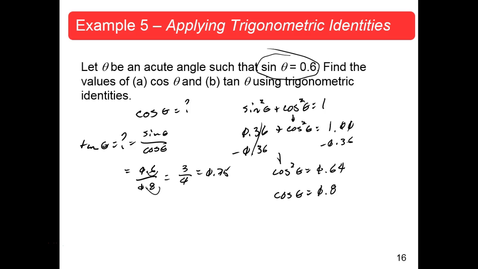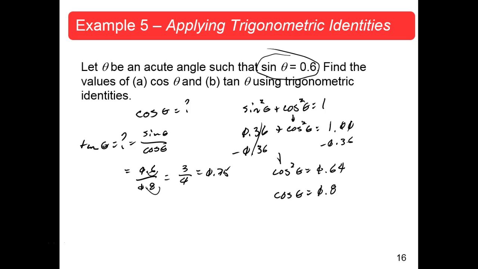Now we've got tangent. These identities help you big time. I don't want to say you can get anything out of anything, but you can get a lot of value out of just this one piece of information: sine theta equals 0.6, and all those identities, you can really go to town on those. All right. Any questions? Is it making sense?